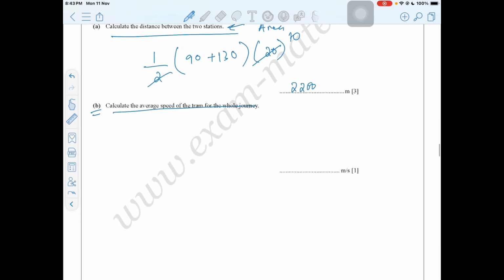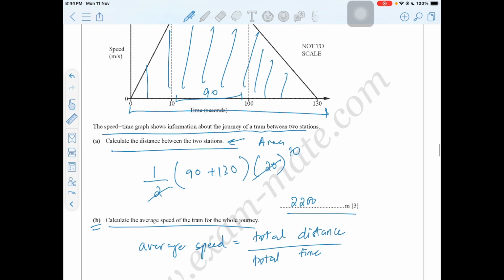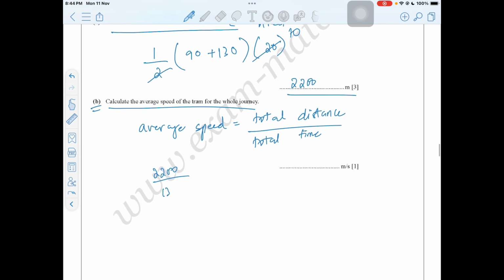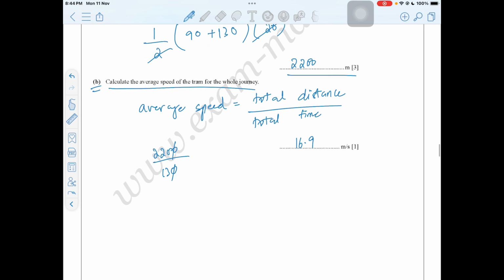Now in part B, we have calculated the average speed of the tram for whole journey. We need the average speed of the whole journey, right? So average speed is given as total distance over total time, right? So we have our total distance is 2200. The time it took was 130 seconds. This would be divided, and then we get our answer as 16.9. You can use the calculator over here. 220 divided by 13. Yeah, 16.92 or 16.9, right?